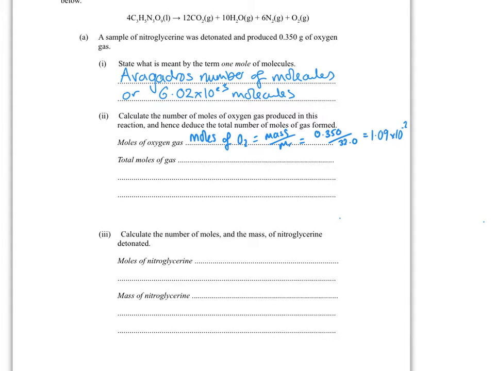We then need to work out the total moles of gas. So if we go back up to the equation, we can see that all 4 of the products are gases. So in terms of moles, the total number of moles is going to be 12 plus 10 plus 6 plus 1. So we've got 29 moles of gas in total.